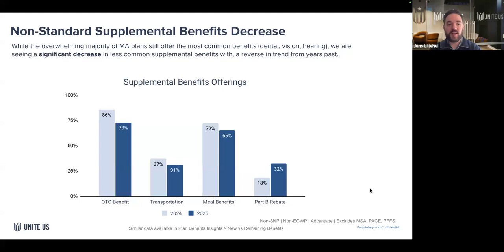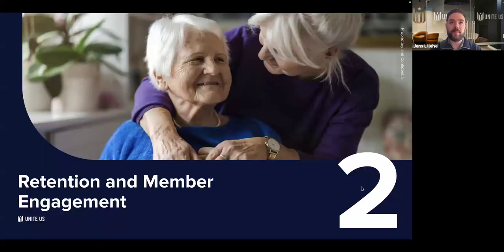And one of the ways Ali will get into is how we can help manage and retain members for you so that you can focus on managing costs, on attracting the right amount of members, and overall driving the success of your health plan. So with that, I'm going to pass it over to Ali to talk about retention and member engagement.